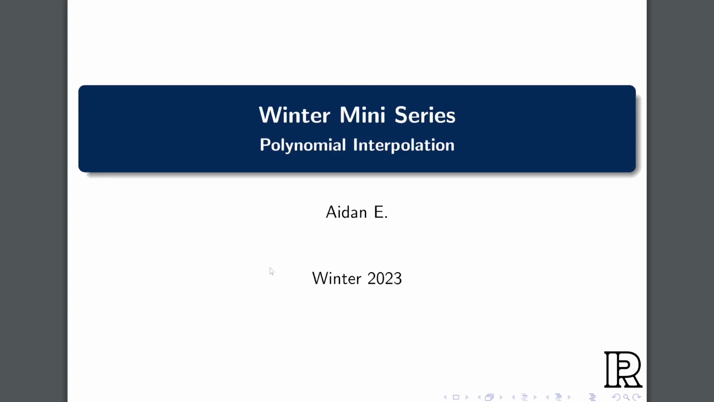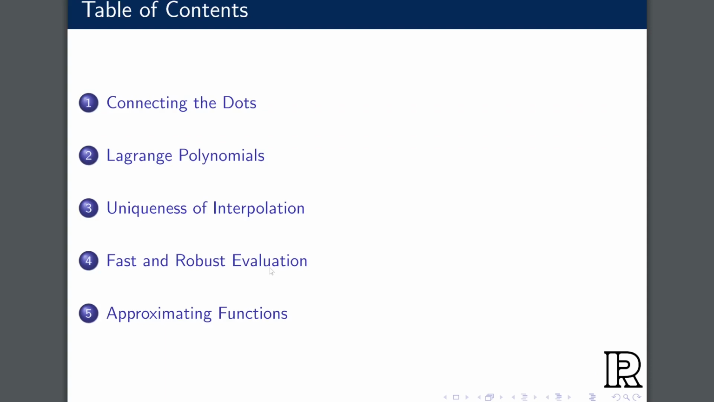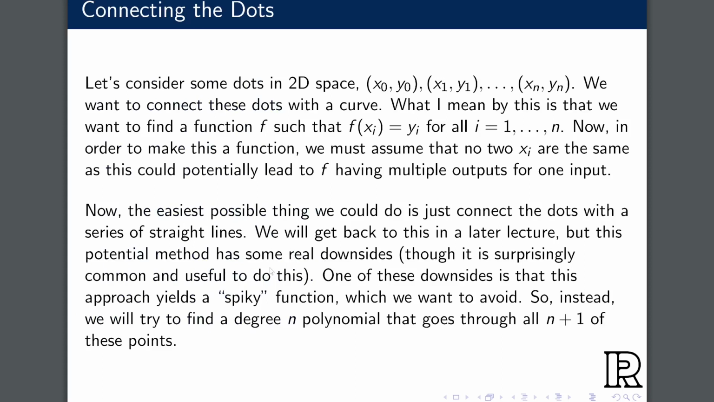So again, the overriding goal of this whole series is to take objects that we don't understand or that are hard to quantify or analyze and approximate them with objects that we do understand or that are easy to quantify or analyze. Yesterday we talked about doing this with real numbers, but today we'll be doing this with functions, and we'll be approximating functions using polynomials. So this is the breakdown of what we're going to talk about today.